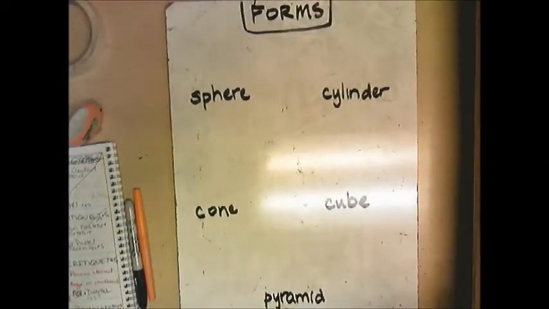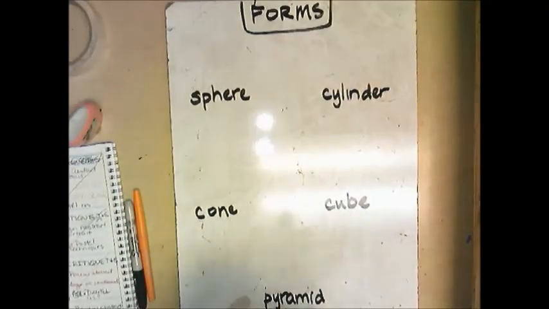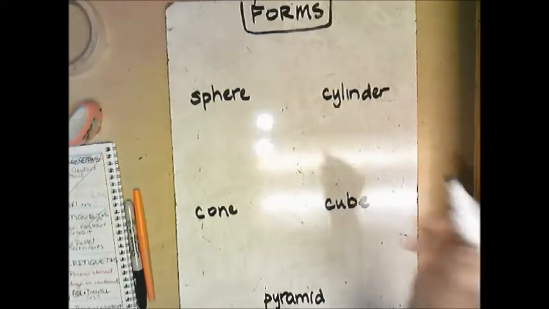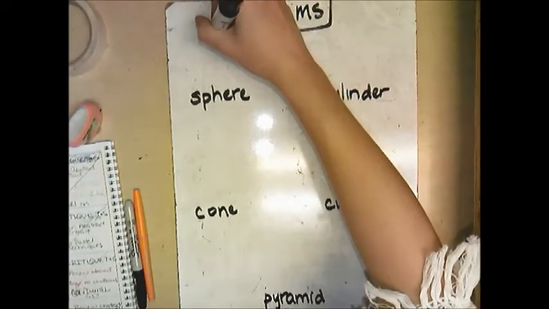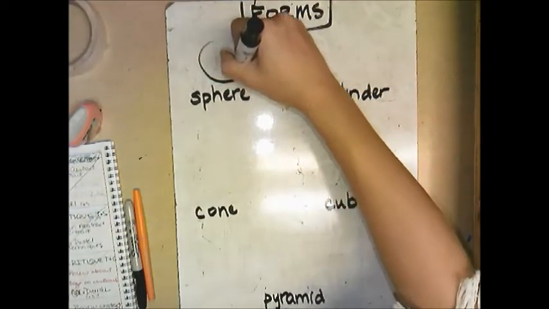So here I'm just going to teach you the basics of drawing 3D forms. Some people call these 3D shapes. I like to call them forms because a shape is flat, but a form is three-dimensional. So I'm going to start here with a sphere. A sphere is like a ball. So we just draw a circle.